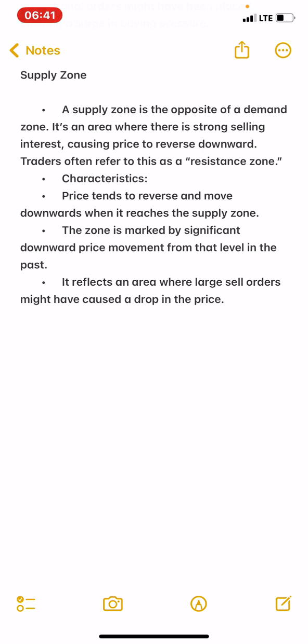Characteristic: price tends to reverse and move downward when it reaches this supply zone. These are the characteristics. The second one, the zone is marked by a significant downward price movement from that level in the past. Okay, it reflects an area where large sell orders might have caused a drop in the price. So you can hear these are the characteristics.